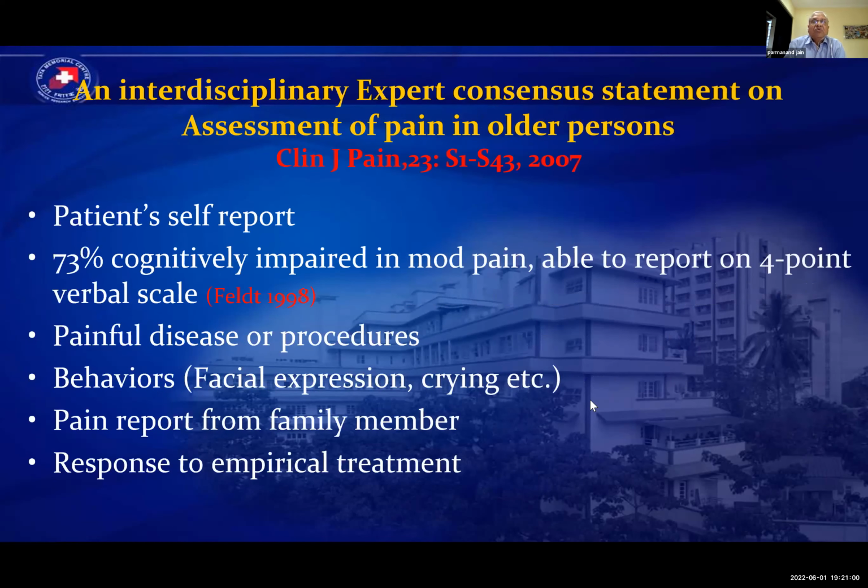And what is the interdisciplinary expert consensus statement on assessment of pain in older elderly population is that patient self-report is, of course, believable. You have to believe the self-report. 73% of cognitively impaired patients who are in moderate pain are able to report on a 4-point verbal scale. The 4 points are no pain, mild pain, moderate pain, and severe pain. Just keep it simple. Don't give too complicated a pain scale, otherwise they will not be able to tell you. Just 4 points: no pain, mild, moderate, and severe.